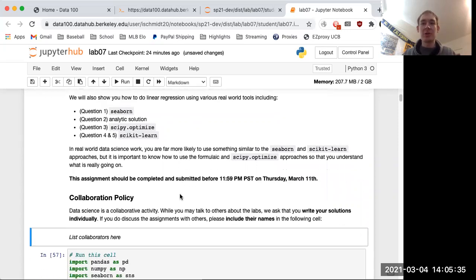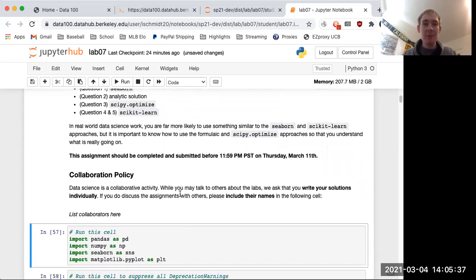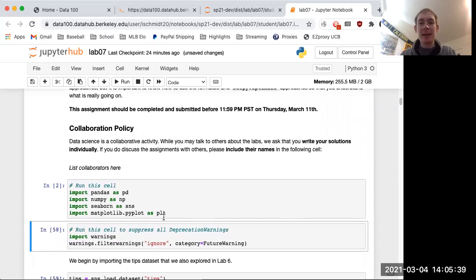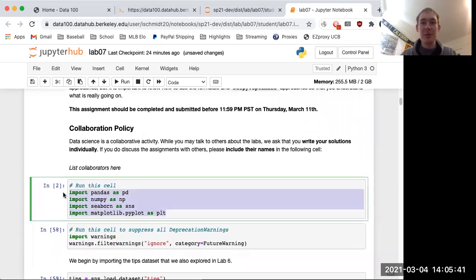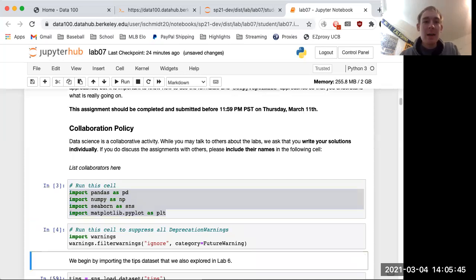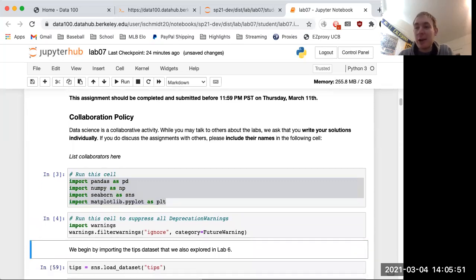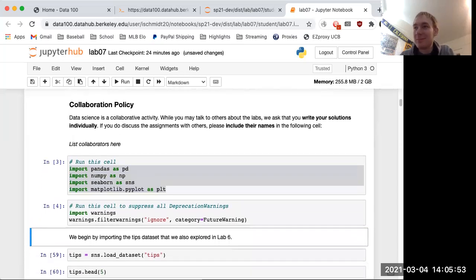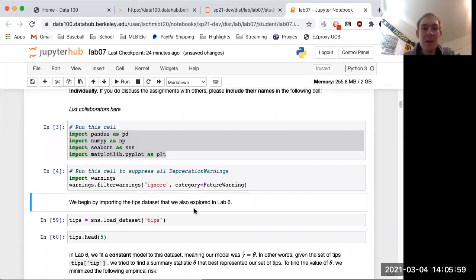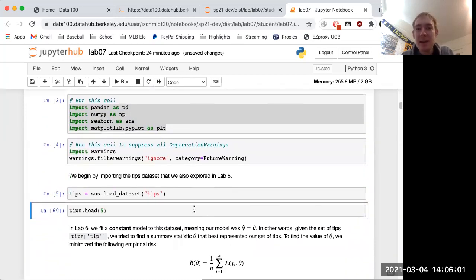As I said, lab due March 11th. List your collaborators. This is the squad of Data 100 imports: Pandas, NumPy, Seaborn, and Matplotlib. This cell here just says, don't yell at me if there's a deprecation warning. If something's going to be deprecated, I don't care about it. Don't tell me. I suppose if we got rid of this, there would be a bunch of deprecation warnings, but who knows. So we're going to go ahead and load the tips data set again.